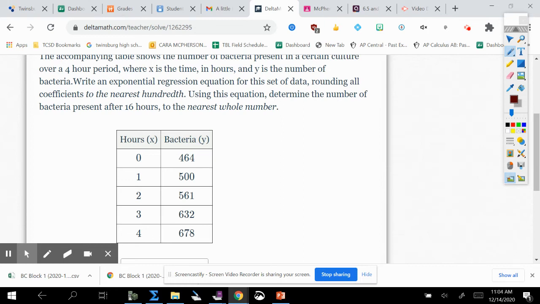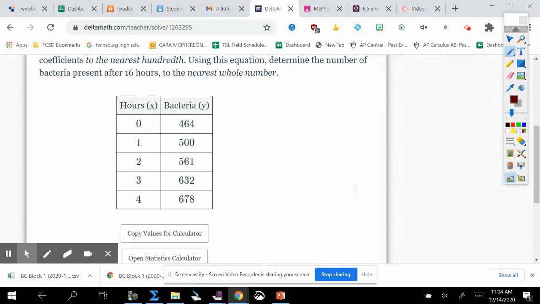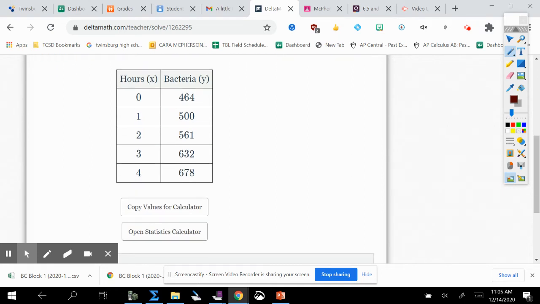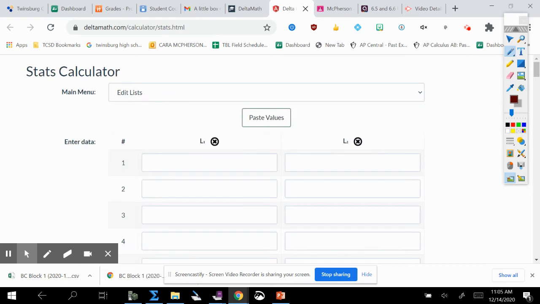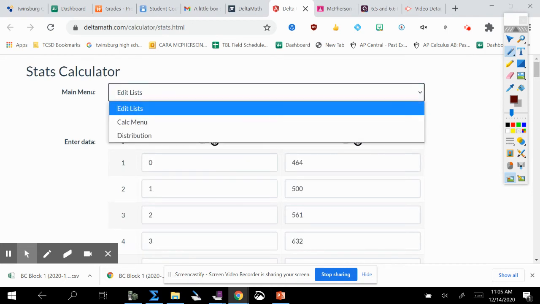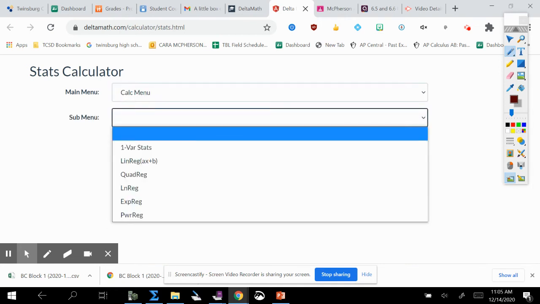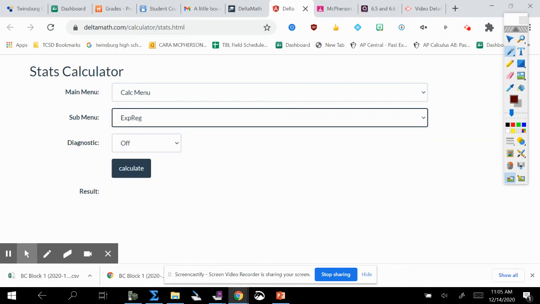You're going to make the calculator come up with the best fitting exponential equation. Delta Math makes this so easy, so you're not having to do much entering at all. They give you this data. After so many hours, it tells you the bacteria. You hit copy values for calculator, then open your calculator and paste those values. It does all of that for you. You go into your lists under the calculate menu and choose exponential regression. It's going to say EXP in front of the regression. And you hit calculate.